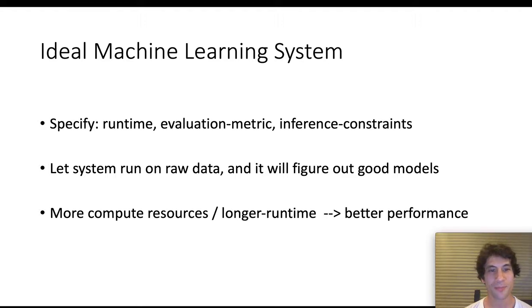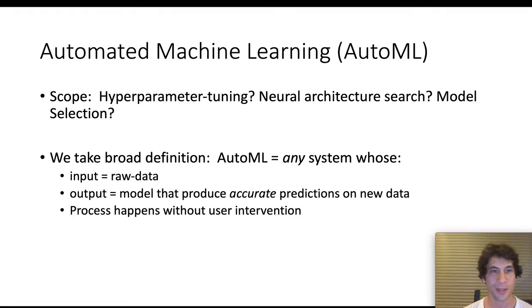The ideal system can just be run on raw data and it will figure out for itself what are good models. Giving such a system more compute resources and longer runtimes means you should see the performance start going up automatically. That means you can just let the system start running, walk away from your computer, check on it in an hour, see what the accuracy is, check on it in a day, and the accuracy should be much better. This is the goal of automated machine learning, is to build such a system.